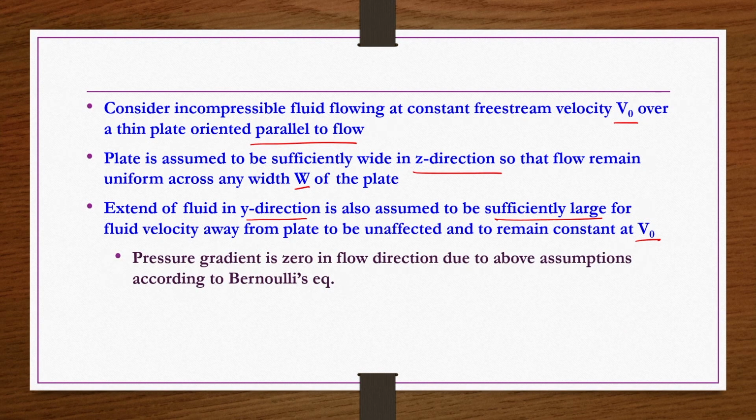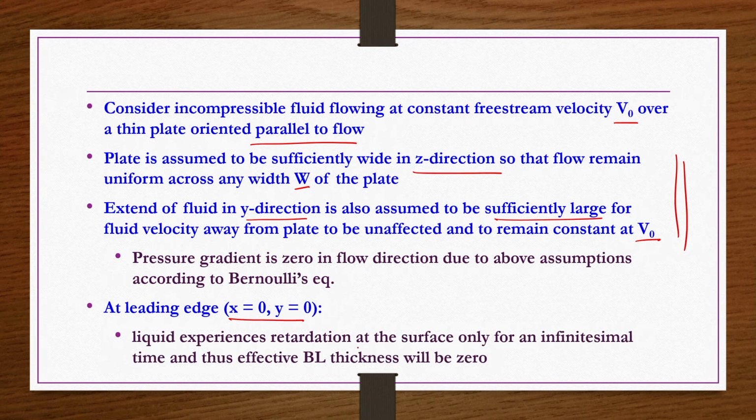Okay. And then the pressure gradient is 0 in the flow direction due to these two assumptions. When you apply the Bernoulli equation, then you get it. So, at the leading edge, the liquid experiences retardation at the surface only for an infinitesimally small time, and thus the boundary layer thickness will be 0 at the leading edge.